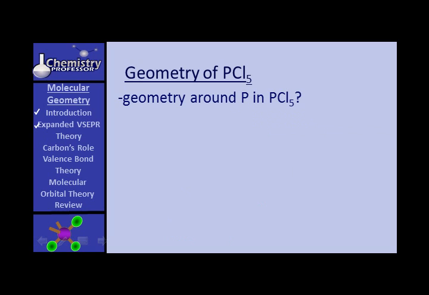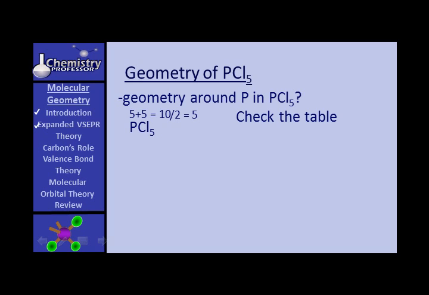Look at phosphorus in PCl5. What's the geometry around the phosphorus? Let's go after this structure. Well, let's see, PCl5. What's central? Yeah, phosphorus. How many does it have? Well, phosphorus has 5, and it picks up 5, one from each one of the 5 chlorines, giving it a total of 10. Divide that by 2 and get 5.